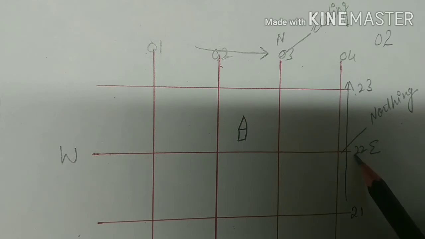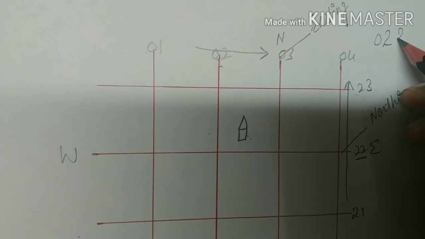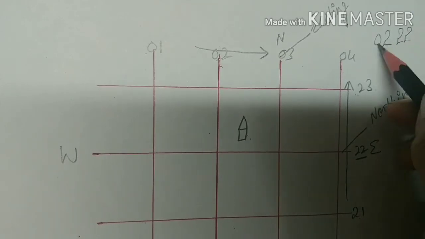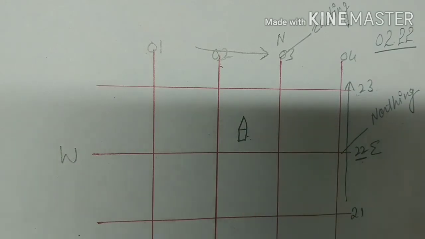Now see the northings. The temple lies between 22 and 23 northing. So we will take one less number or down number, that is 22. And the answer is 02, 22. This is the 4-figure grid reference of this temple.